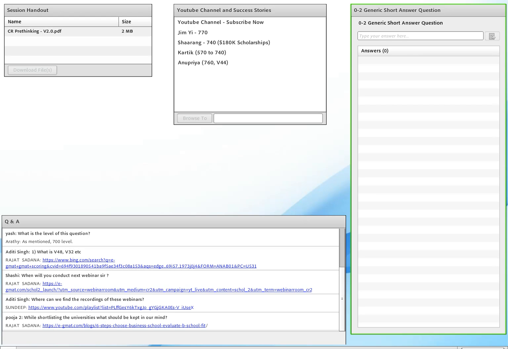Q50 and V22, how long will it take to get a 730 plus? I would like to see some more details, but if I were to guess, it'll take about 150 hours of effort to go from V22 to a 610, 730. And depending on how long it takes for you to put in those 150 hours is how long it'll take for you to ace the GMAT.